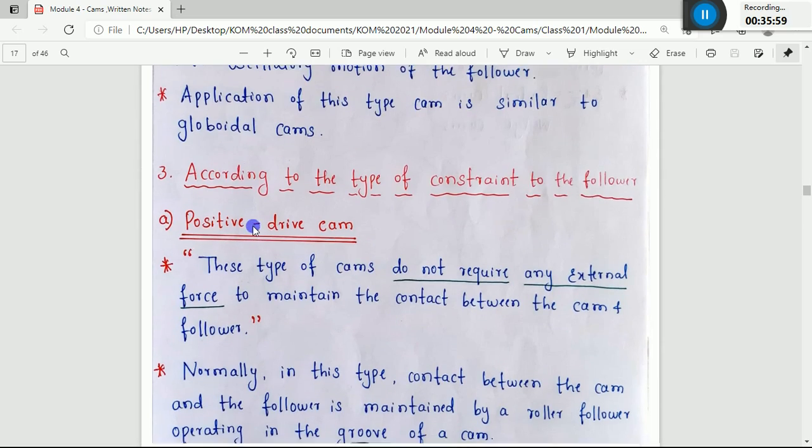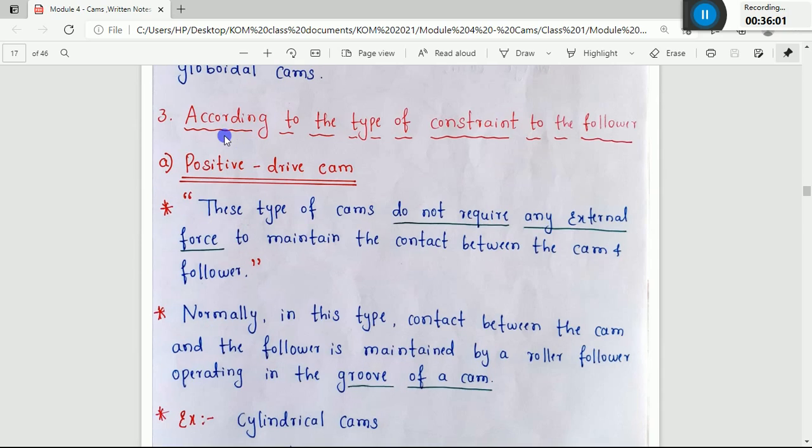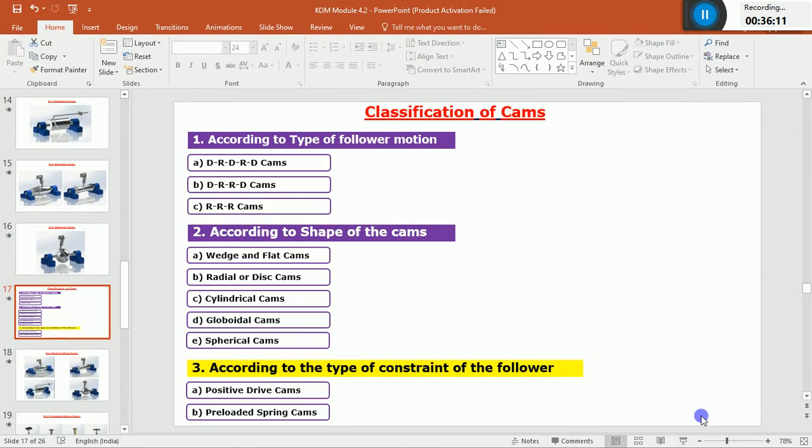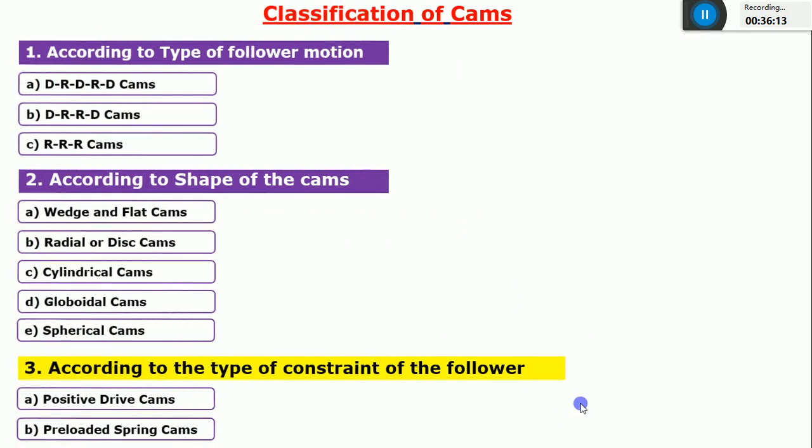And the last one, I'm going to consider the third criteria, according to the type of constraint of the follower. So better I can go with the slides. So this is the third classification. Just note down these two classifications. First one is a positive drive cam and one more is a preloaded spring cam.